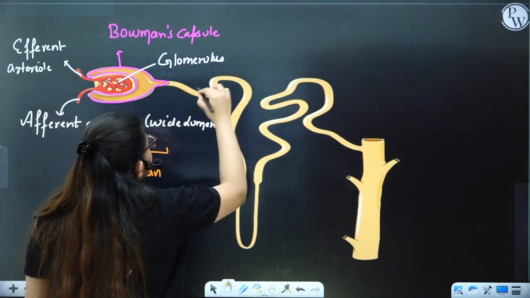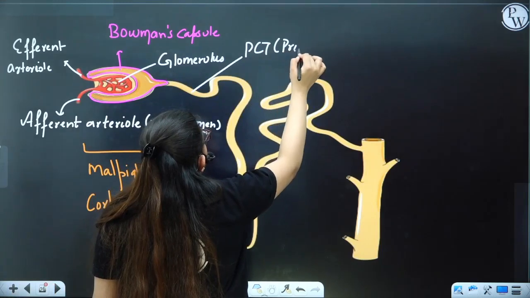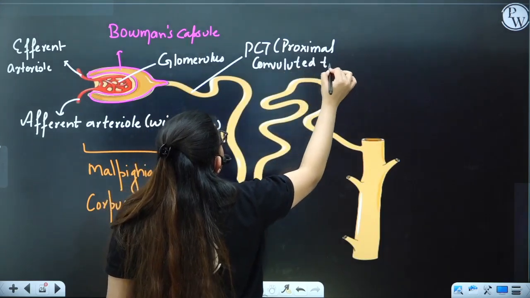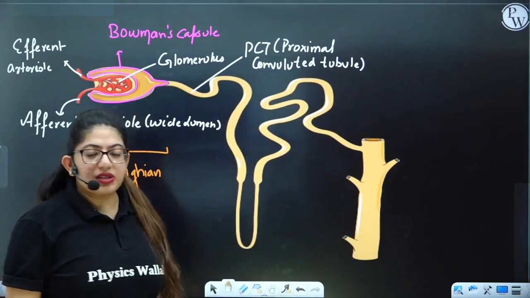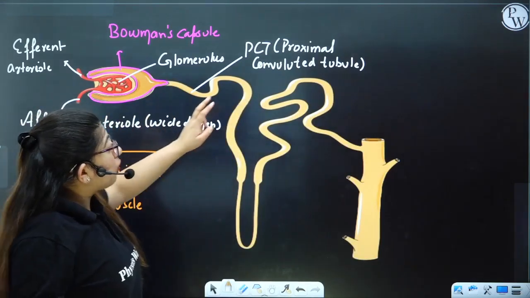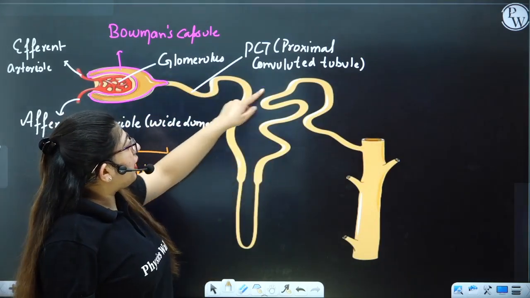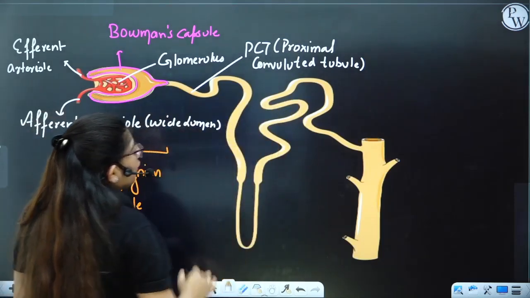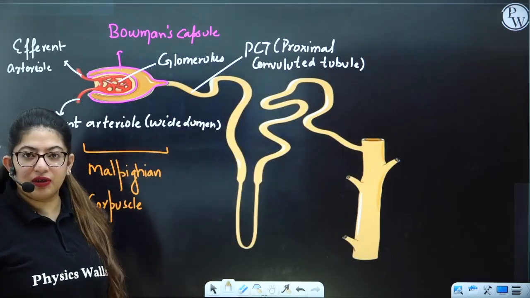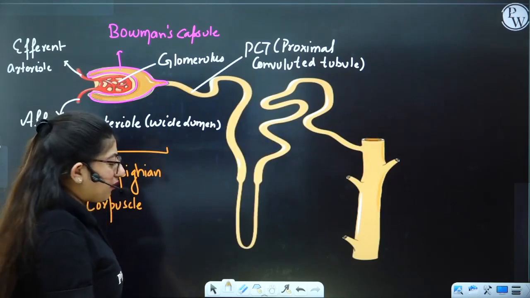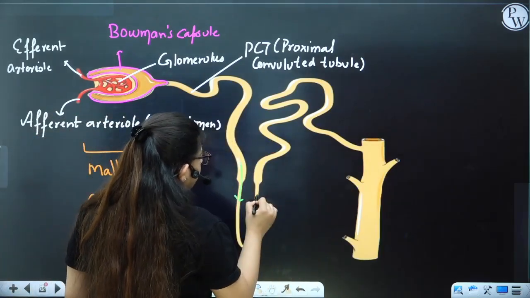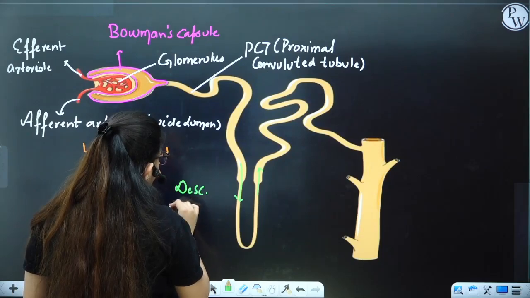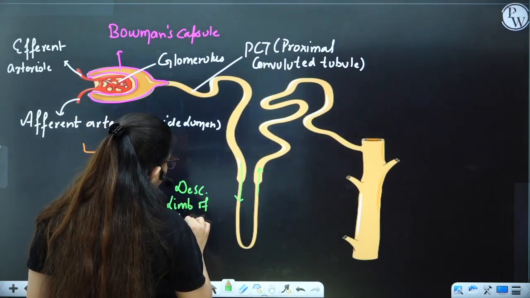Then we have this structure known as PCT. What is PCT? Proximal convoluted tubule. Proximal means near because it is near to Malpighian corpuscle. So its name has proximal in it. Convoluted means wavy. As you can see, this is a little wavy. And tubule because it is tube-like. It's hollow inside. Then we have this structure known as loop of Henle. Loop of Henle has this portion known as descending limb and this one ascending because the flow of the fluid here will be in this direction. According to direction, their names have been given. So this is the descending limb of loop of Henle.